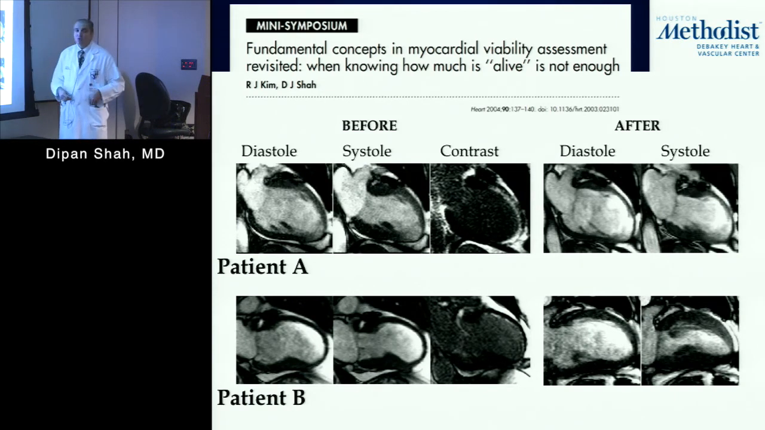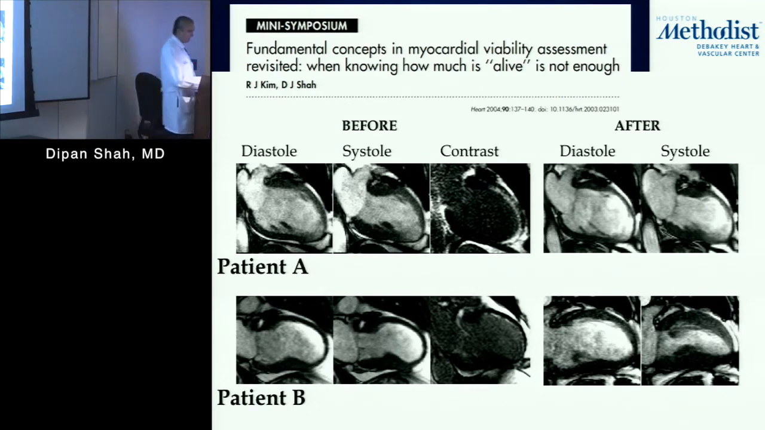And in fact, when these two individuals went on for revascularization, you can see the individual on the top showed no improvement in contractility. The individual on the bottom, on the other hand, you can see the wall thickness actually increased, as did the thickening of the wall post-revascularization. So I'll come back to this principle in a second.